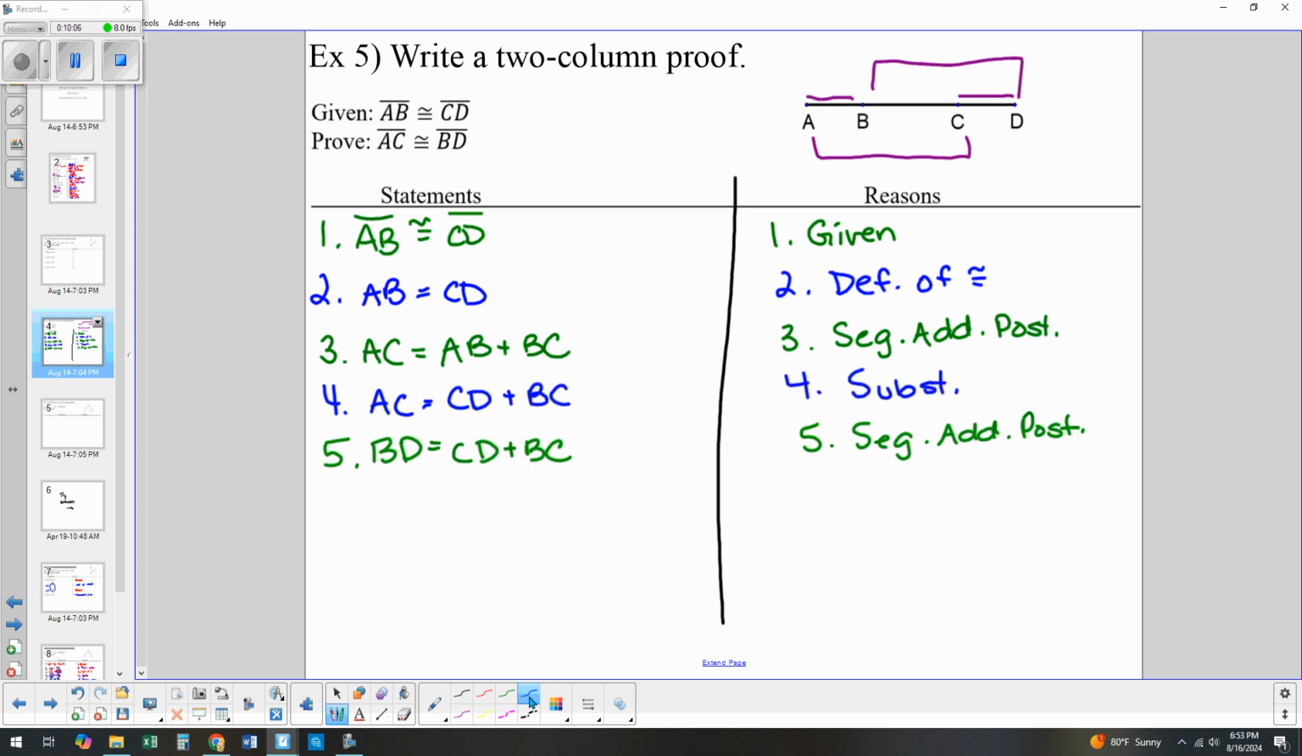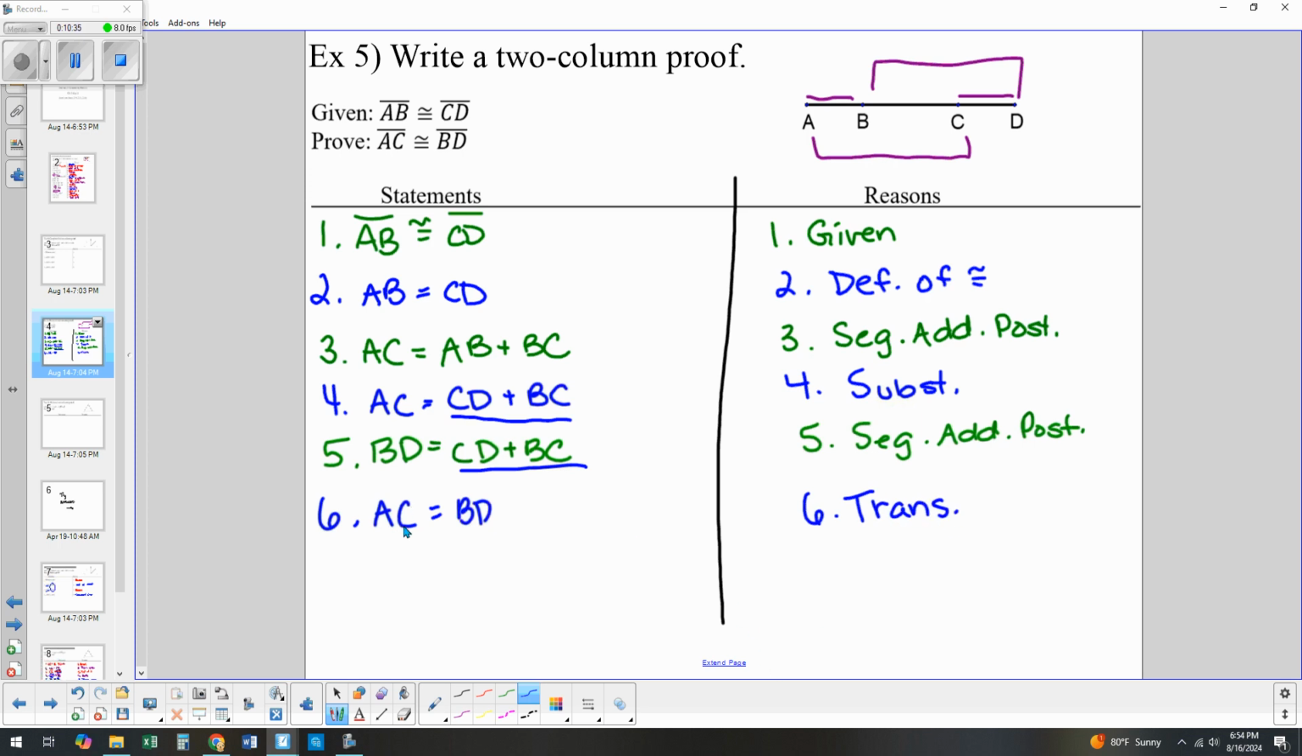So if I look at steps 4 and 5, I might notice that both of them have CD plus BC in them, which would mean I'm able to link together AC and BD to each other because they both equal the same exact thing. It doesn't matter that what they equaled was being added, it was still exactly matching. So I can use transitive to link those two things together.